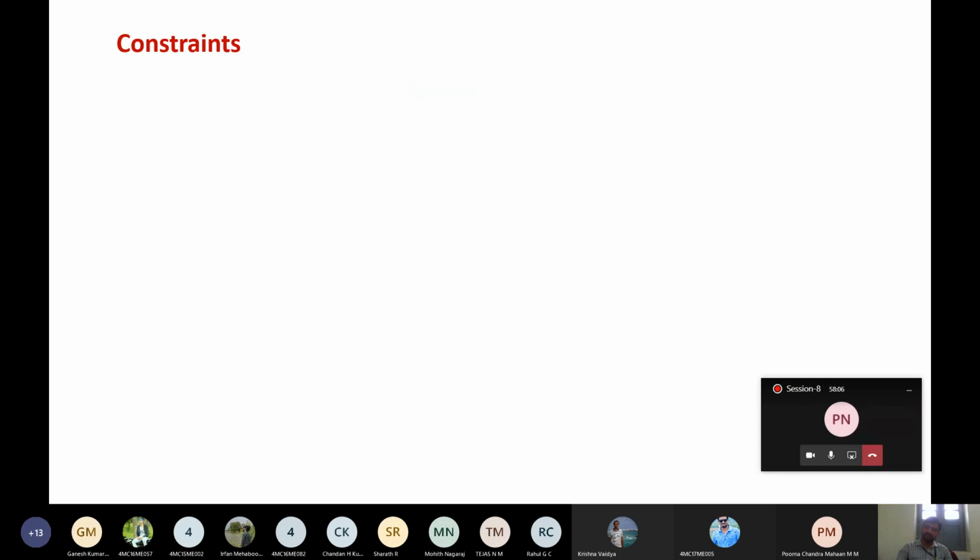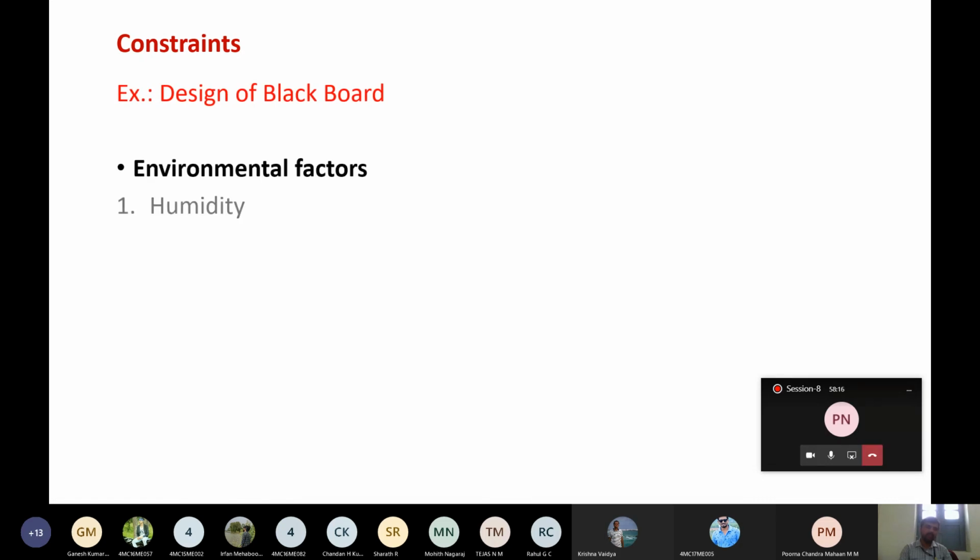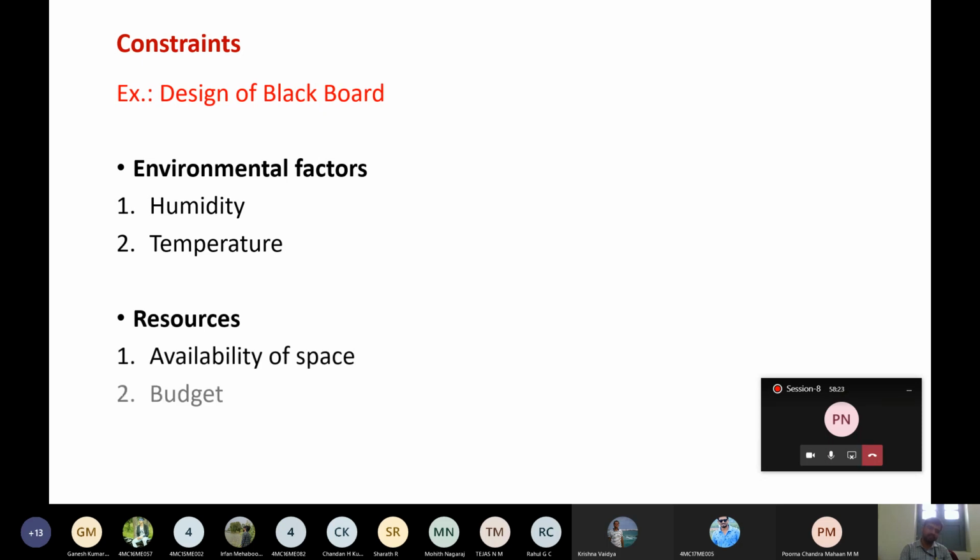Next, constraints. So, design of blackboard: you have to consider the environmental factors, humidity, temperature. Resources: availability of space, budget. So these are the constraints for the blackboard example.